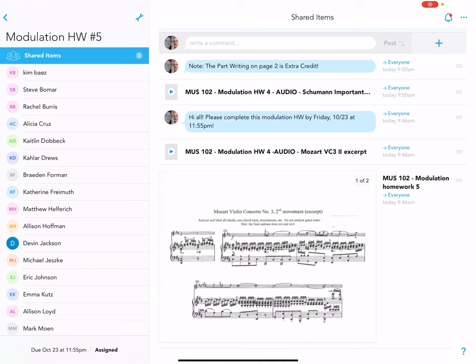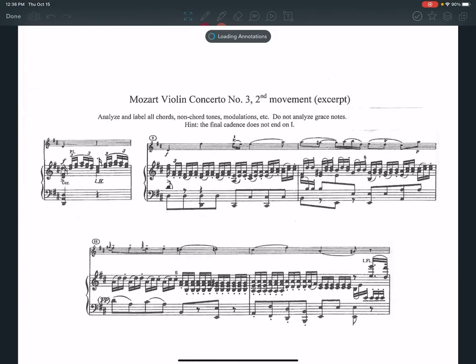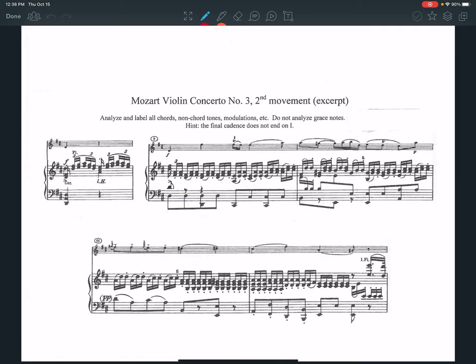These are your recordings right here. They're not linked, but they're embedded here. And then let's take a look really fast here. This is the Mozart one. Analyze and label all chord tones, non-chord tones, or embellishing tones, and modulations. You don't have to do the grace notes. So that does give you a hint that some of the grace notes may imply a type of harmony, but you don't need to analyze them. And the final cadence is not 1. Ooh, that's exciting. So yeah, it does modulate, but it doesn't end on 1, which is kind of cool.